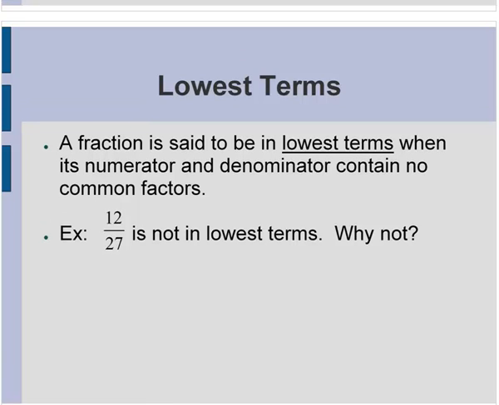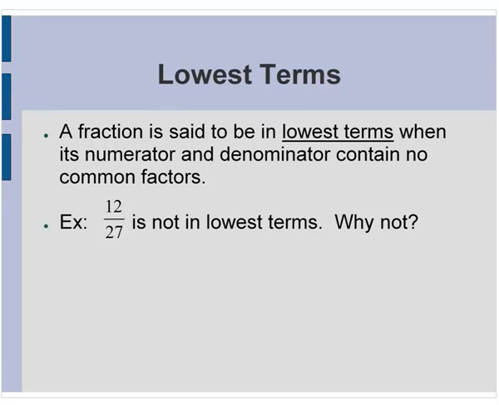All right. An important concept with fractions is this idea of what is called lowest terms. A fraction is said to be in lowest terms when its numerator and denominator contain no common factors. For example, we would say that the fraction 12/27 is not in lowest terms.